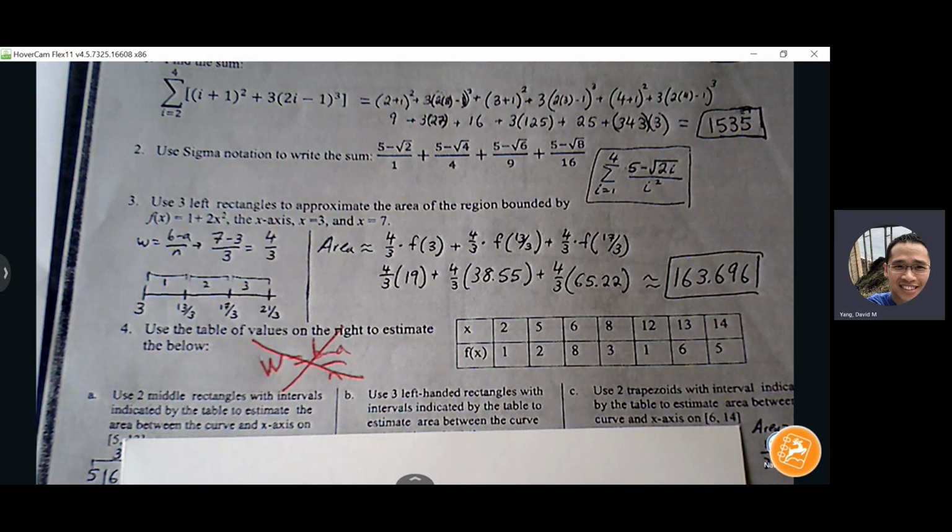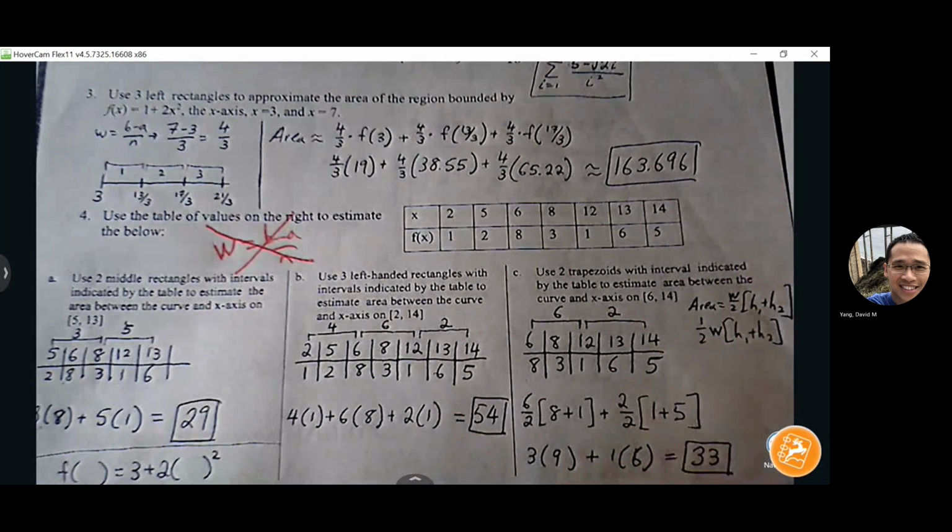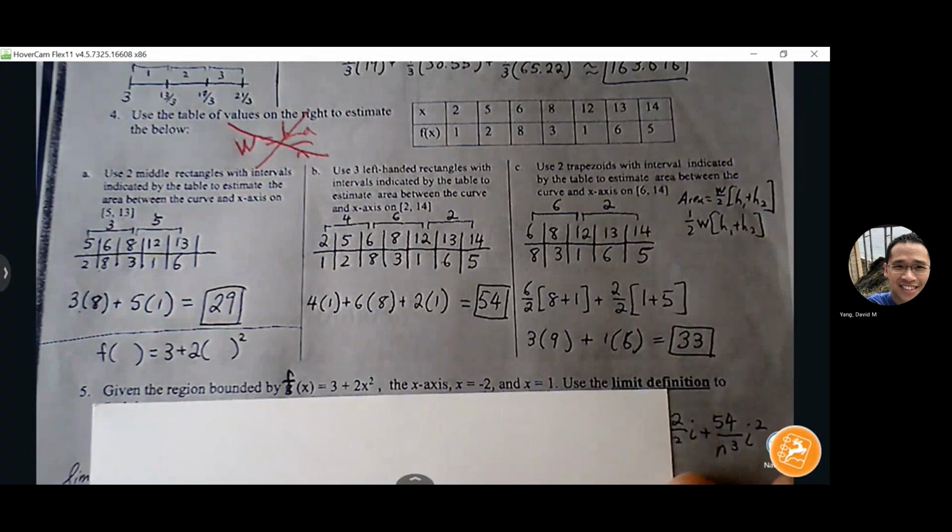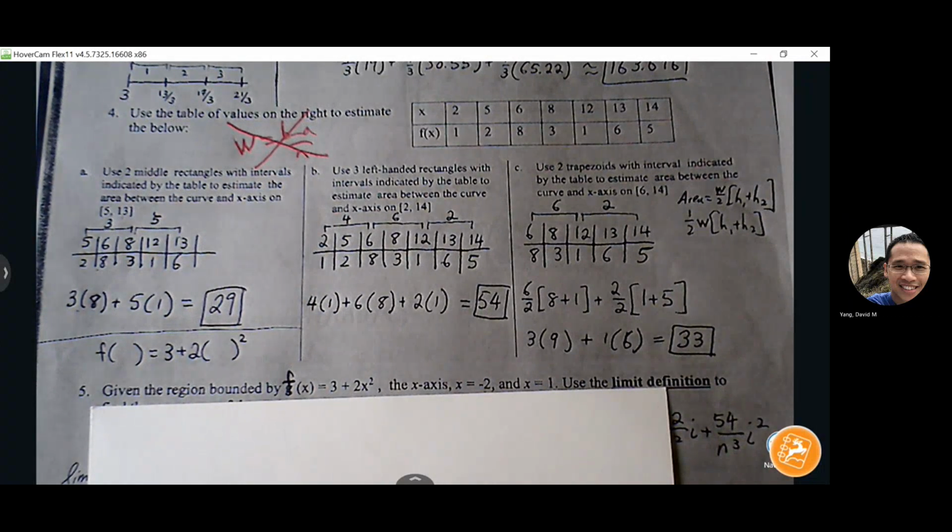What I want to point out with trapezoids is again, we can't use the trapezoid rule. We have to do two separate trapezoid area formulas because the width is different and there's only two heights associated with each trapezoid. So we don't want to do 8 plus 3 plus 1, just 8 plus 1 for the first trapezoid. Second trapezoid is just 1 plus 5.